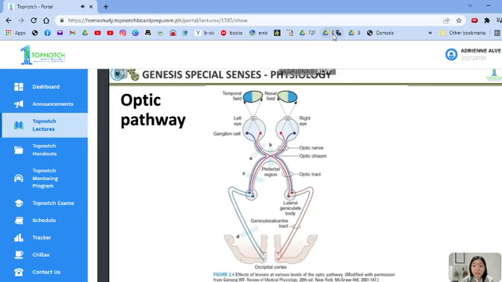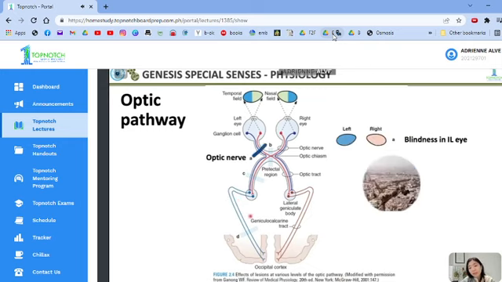Therefore, fibers from the left nasal hemiretina and fibers from the right temporal hemiretina form the right optic tract. They synapse on the right lateral geniculate body. Then fibers from the lateral geniculate body form the geniculocalcarine tract, and they pass to the occipital lobe in the cortex. So, cutting the optic nerve will cause blindness in the ipsilateral eye.